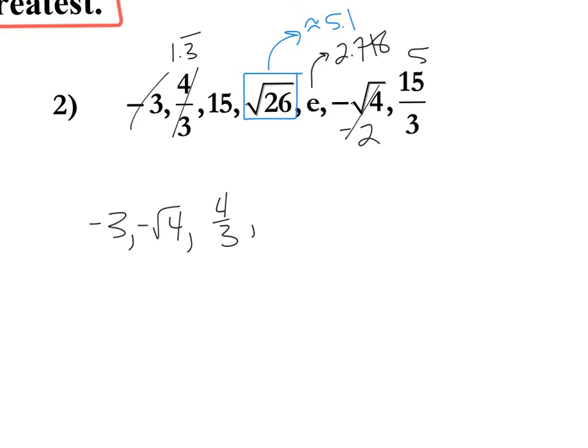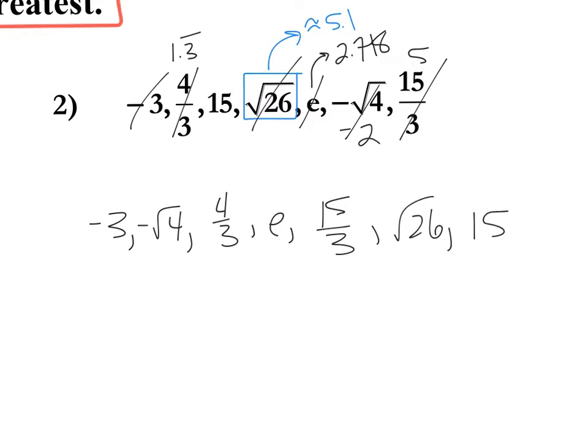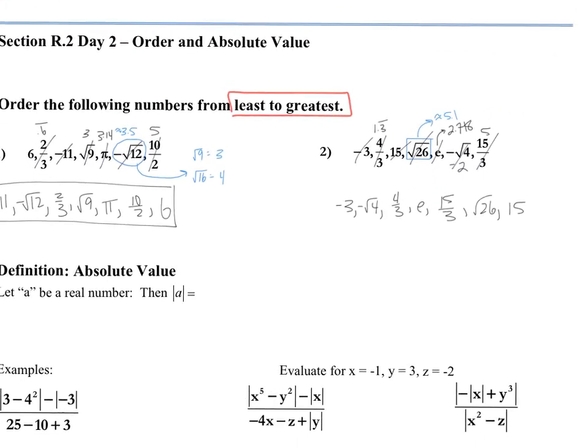After that one I have e, which is 2.718. And then I have 15/3, which is 5. And then I have the number that's just past 5, radical 26, and then 15 is definitely my largest number. So using some common sense in order to figure out how to put these numbers in order is all we're doing.